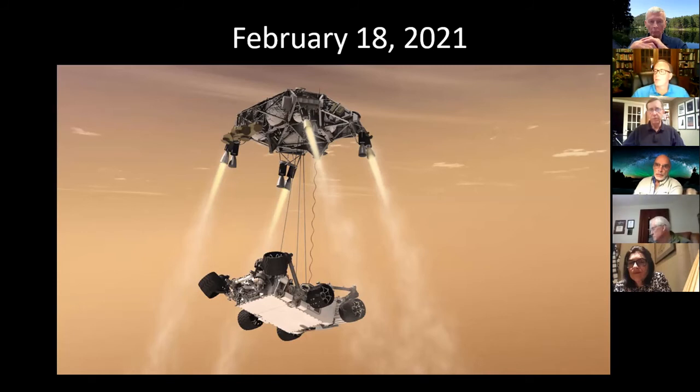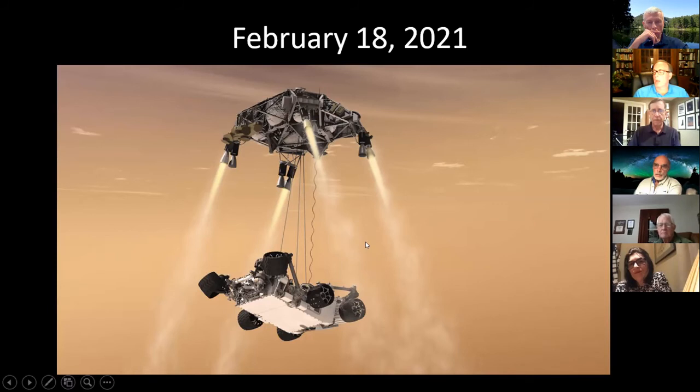closer to the surface, we have this device called the sky crane, which is kind of like a jet-powered carrier that will lower the rover down the last few feet onto the surface. And then it will cut these cables and fly off, leaving the rover alone to begin its exploration. So that all happens on February 18th next year.